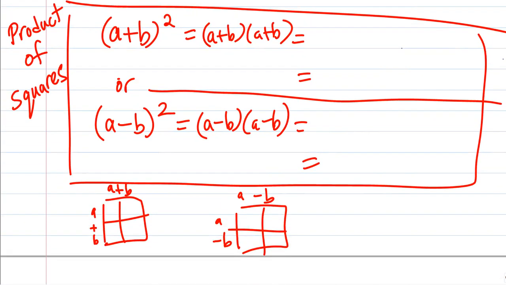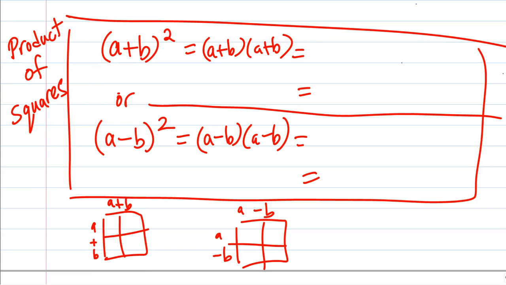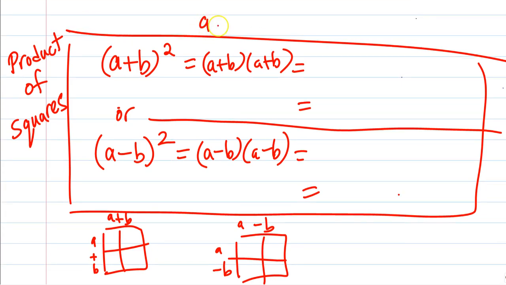Here's our next special product. It's called a product of squares, and this could be either with a positive or a negative, but I'm going to emphasize right now that a plus b squared is not a squared plus b squared. Don't do it. It's a trap. It's not right. Don't make this a trick.